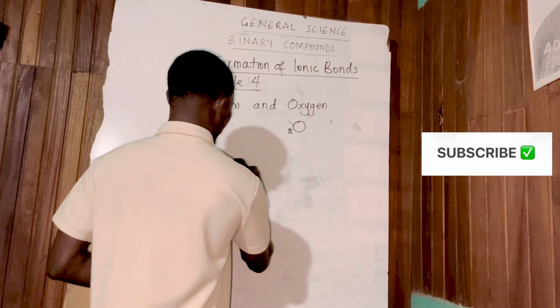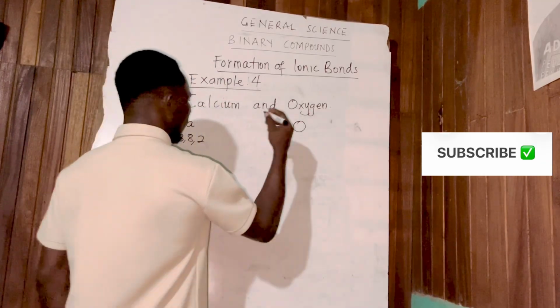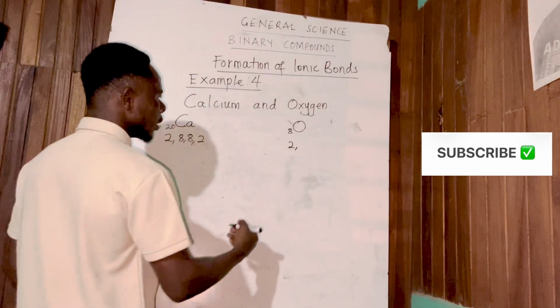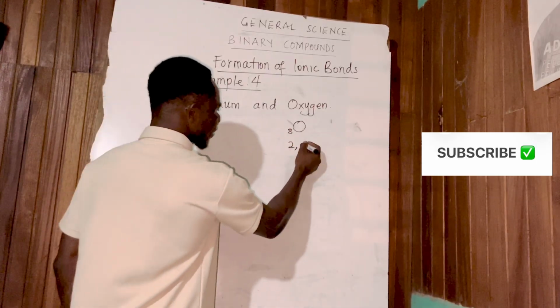Now we move to oxygen. Oxygen, the first shell will take 2. How many more is needed to get 8? That is 6.